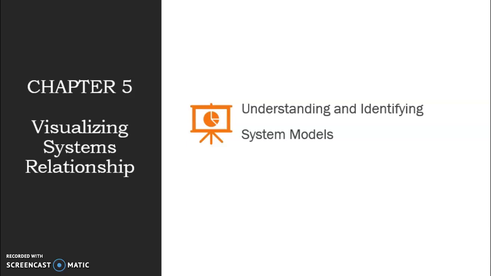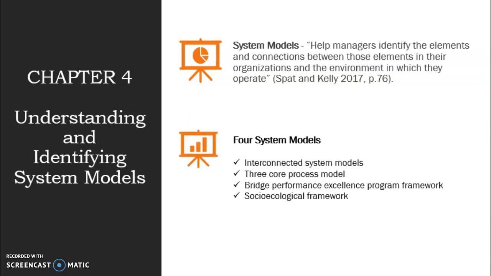chapter, which is Chapter 5, visualizing system relationships. So this chapter introduces us to different system models that, according to Spot and Kelly 2017, help managers identify the elements and connections between those elements in their organizations and the environment in which they operate. Spot and Kelly also identified four system models, as you can see in here, that can greatly help us in our future career as healthcare administrators.